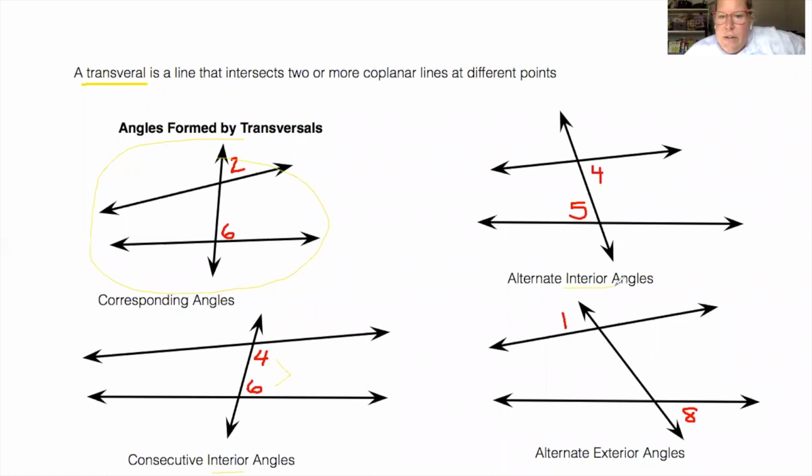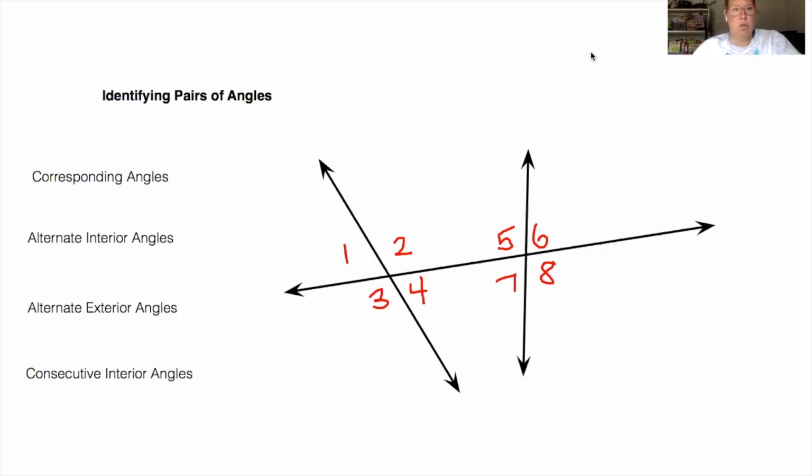Alternate interior angles. So alternate means opposite. Interior means on the inside. So these guys are opposites of one another. And alternate exterior meaning on the outside of the two lines. And these guys are opposites of one another. So now we're going to identify pairs of angles by the different types of angle pairs there are.